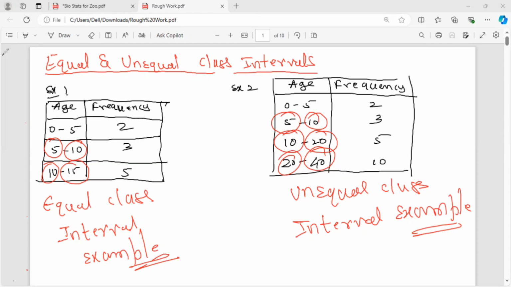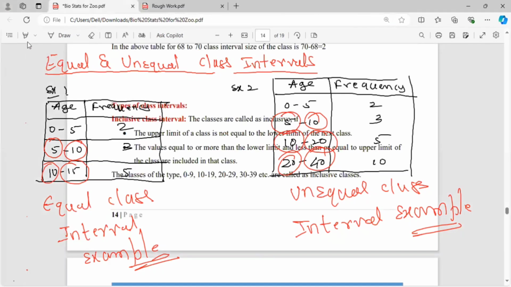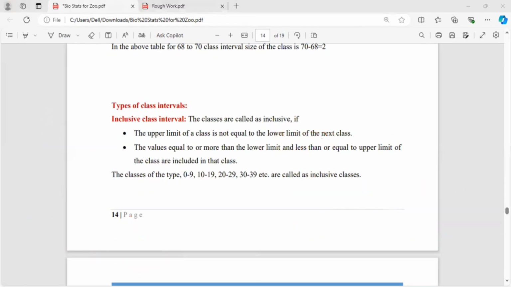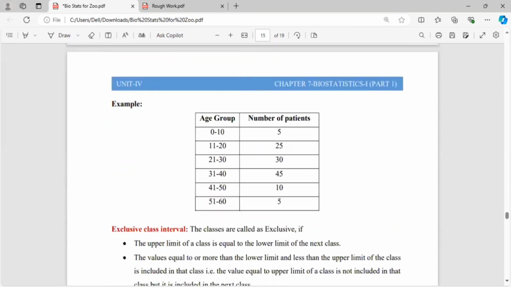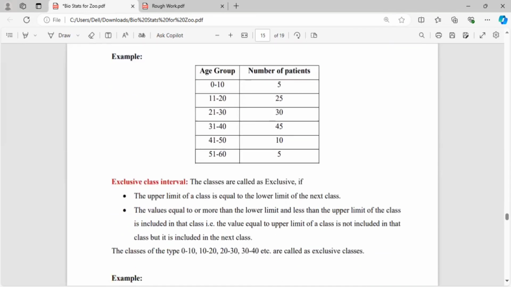Now in the notes also I have given the same. Is it clear? So here, types of the class interval: inclusive class interval. For inclusive class intervals I gave the definition, then one example, that is an inclusive class interval. See here, the upper limit is not the same as the lower limit of the next class interval.